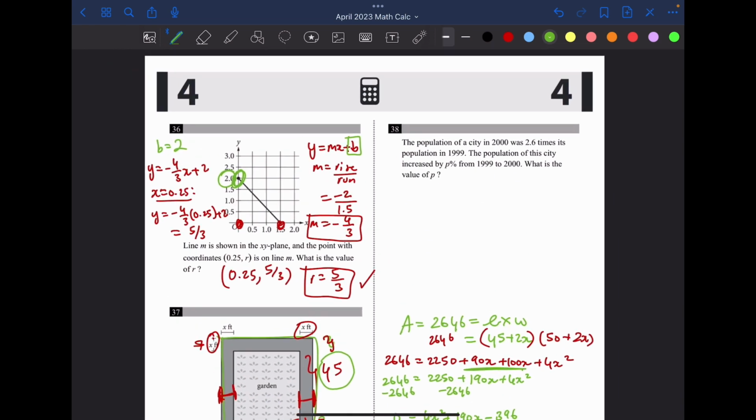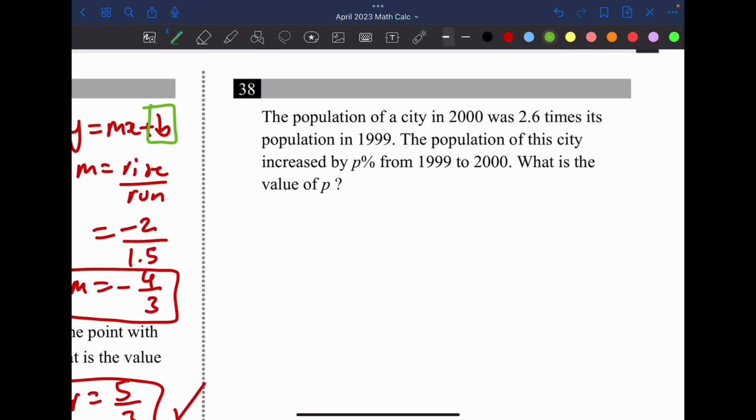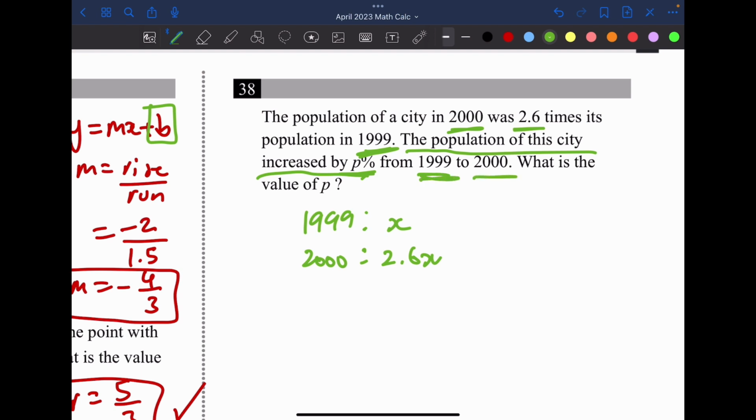Okay, and then the last question of this SAT, it says that the population of a city in 2000 was 2.6 times its population in 1999. So I guess in 1999, whatever the population was, let's call it x, but then in 2000, it grew to 2.6x because it got 2.6 times bigger. Okay, and then if the population of the city increased by p% from 1999 to 2000, what is the value of p?